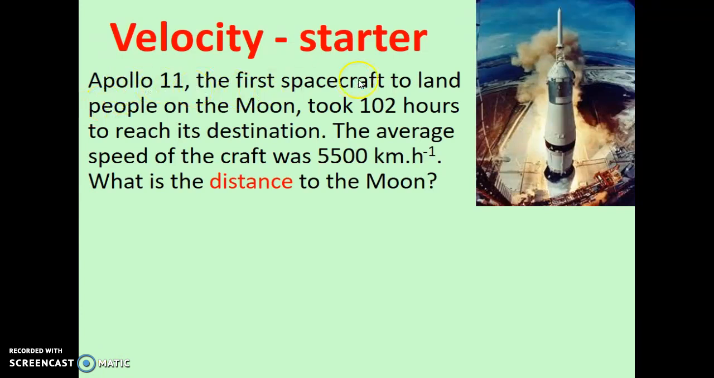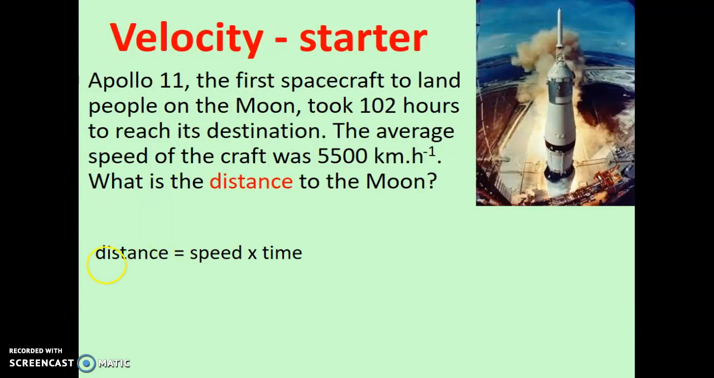So Apollo 11, the first spacecraft to land people on the moon, took 102 hours to reach the moon. The average speed of the craft was 5,500 kilometers per hour. So stop right here and have a quick think about how you would calculate what was the distance to the moon.